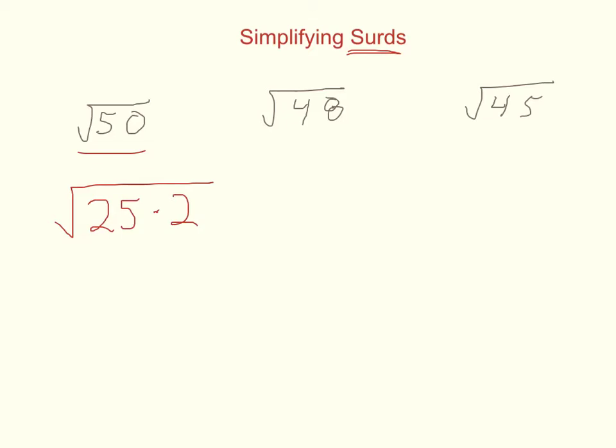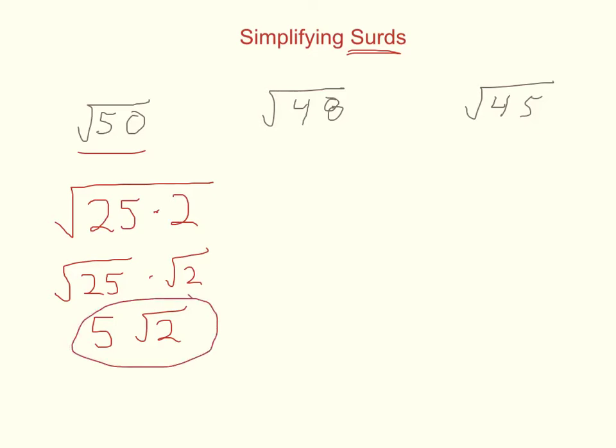Once we do that, we can split this into the square root of 25 times the square root of 2. We know that the square root of 25 is 5, and the square root of 2 is not a perfect square, so we just have to leave that. So to simplify the square root of 50, we get 5 root 2.